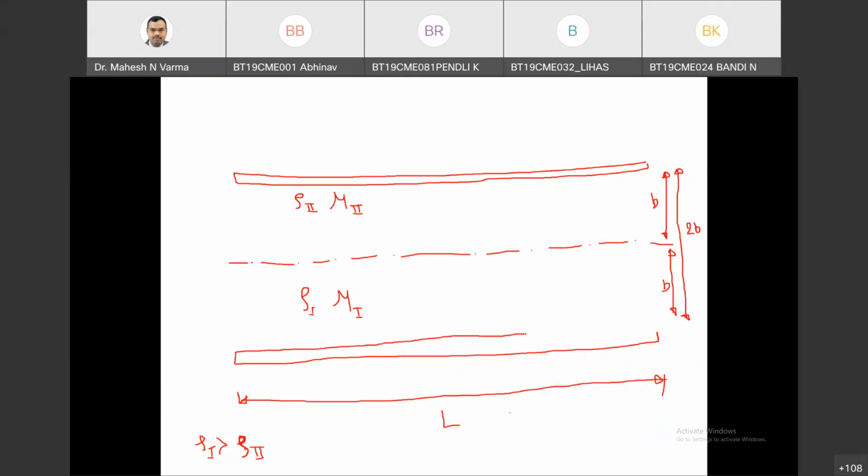What is the density of ethanol? Density of ethanol is 0.7. What is the density of oil? It is close to 0.8. So ethanol is viscous or oil is viscous? So, oil. So density is increasing, viscosity is also increasing.